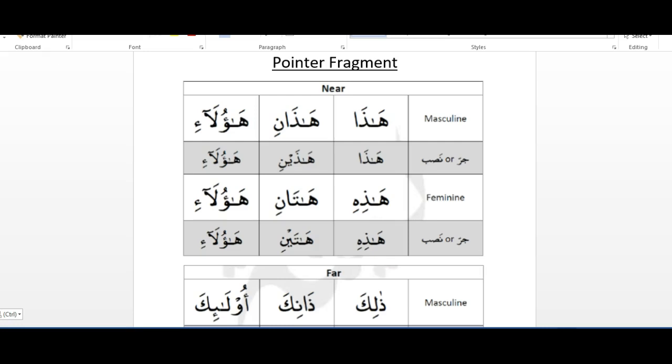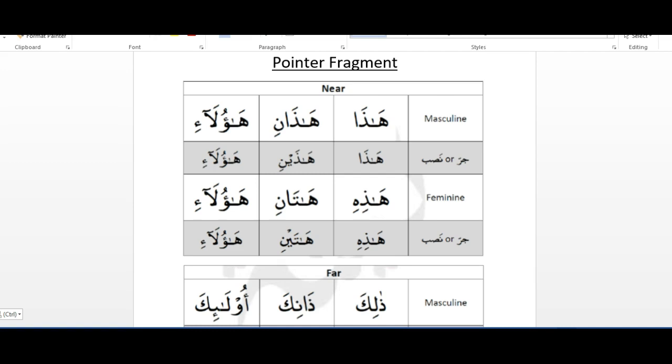Now moving on to our fifth and final fragment, which is our pointer fragment. First note to make is that when you have the pointers, such as the words hada, hadani, haulai, etc., with these words you can either have a fragment or you can actually have sentences as well. Now we're not going to focus on the sentences for now, we're going to be focusing on fragments. Even though it's the same words being used, when you use hada for a fragment and hada for a sentence, the rules differ. So we're only going to concentrate on how the rules apply in a fragment.